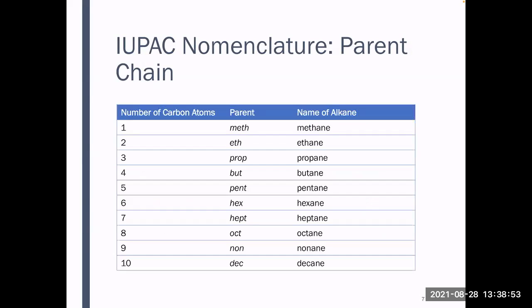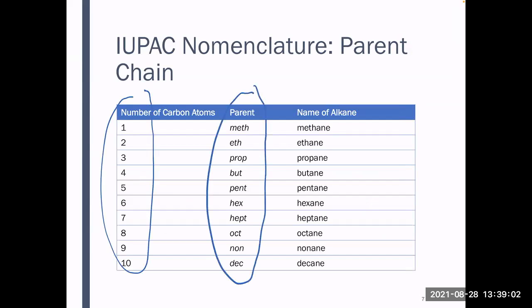These are the names we use for parent chains. They tell you the number of carbons. So the number of carbons here will give you this prefix for the parent chain. So you need to learn these. If you have 1 carbon in the parent chain, the prefix will be meth, 2 is eth, 3 is prop, 4 is but, so on and so forth. If it's an alkane, then you add -ane to the end of the prefix. So -ane will be your suffix. So if you have a 1 carbon alkane, it would be methane. If you have an alkane with 6 carbons in the parent chain, it would be hexane.